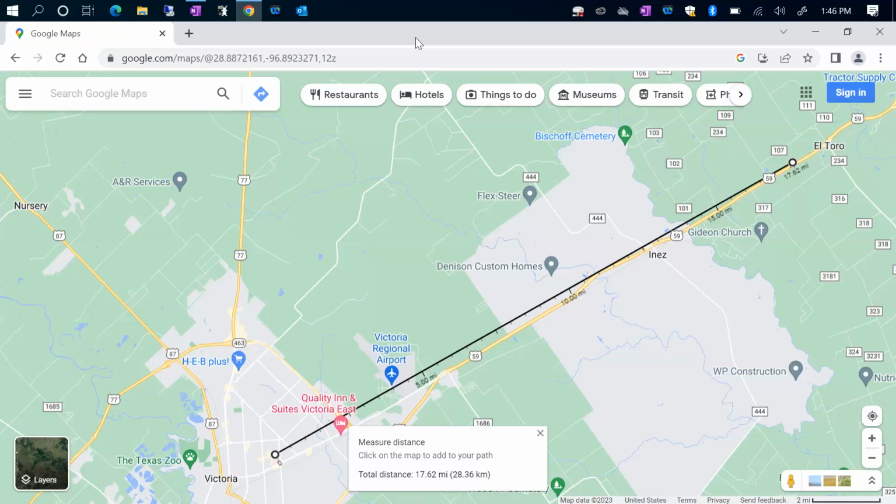If we have 1 year, well, there's 365 days in 1 year. And there are 24 hours in a day. And then there are 60 minutes in 1 hour.